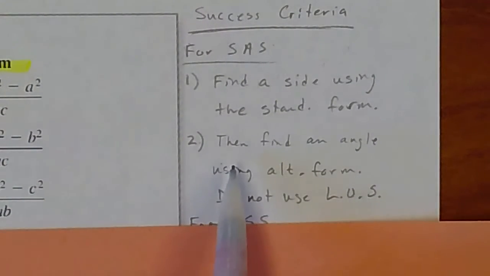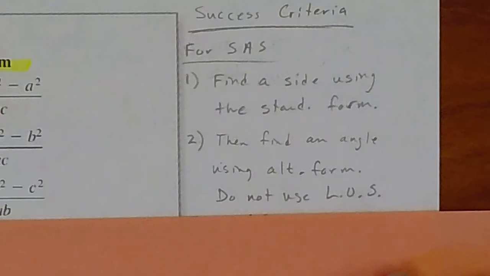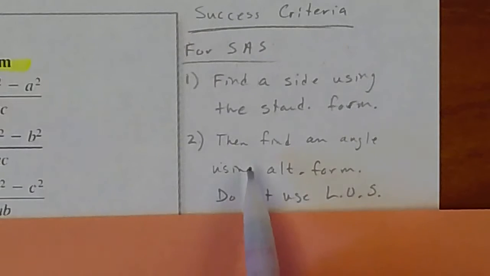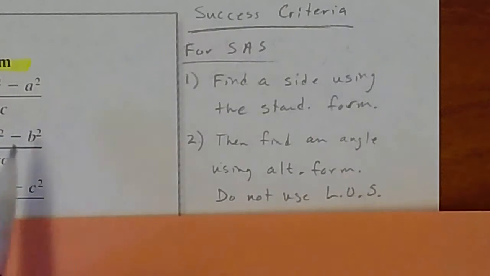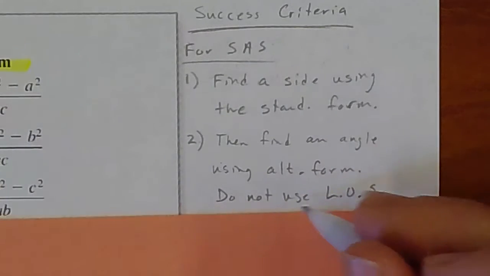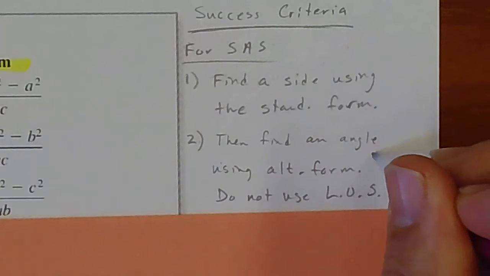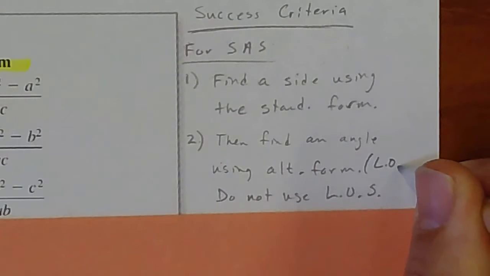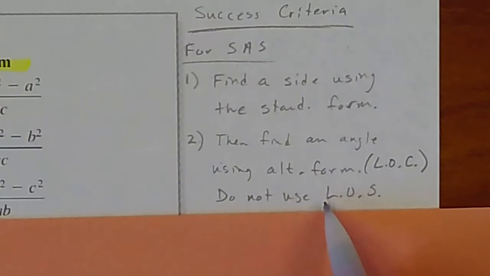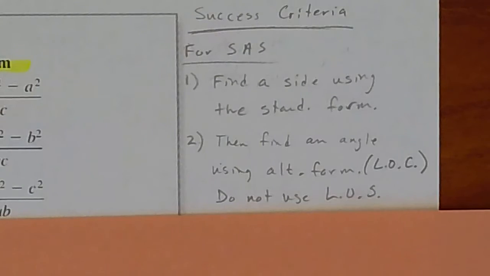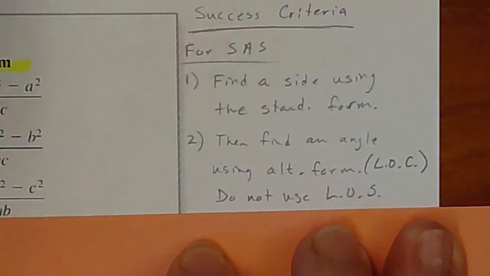After that, for the second step, you might be tempted to use the law of sines, but you shouldn't because it causes some problems with unknown angles. To make a long story short, you just need to find the angle using the alternative form of the law of cosines over here. Do not use LOS, meaning the law of sines. You might get lucky, but sometimes you'll make critical errors, and it's just easier to take this approach.